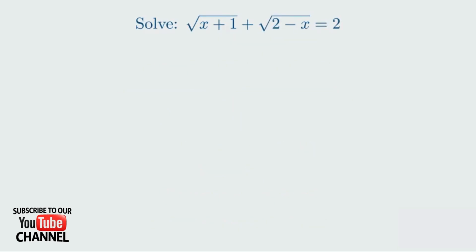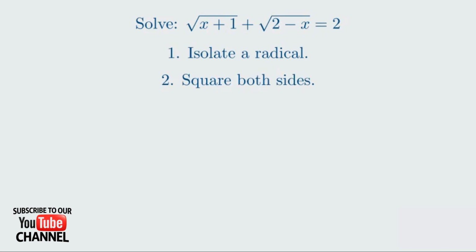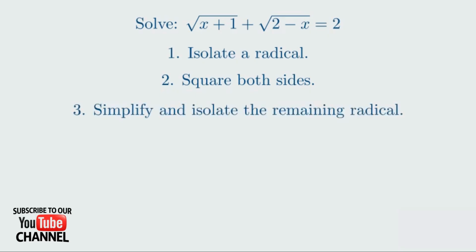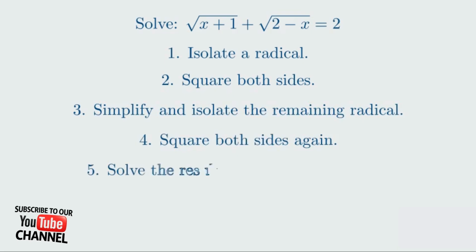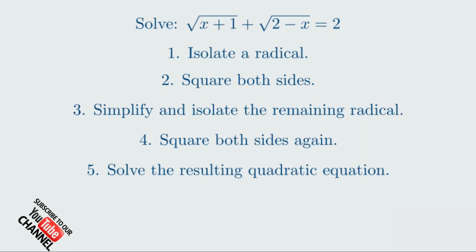Let's quickly recap the steps we took to solve this radical equation. First, we isolated one of the radicals. This was a crucial first step. Second, we squared both sides to eliminate that first radical. This simplified the equation, but left one radical remaining. Third, we simplified the resulting equation and isolated the second radical. Fourth, we squared both sides a second time to remove the last radical, leaving us with a standard quadratic equation. Fifth, we solved the quadratic equation, which gave us two potential solutions.